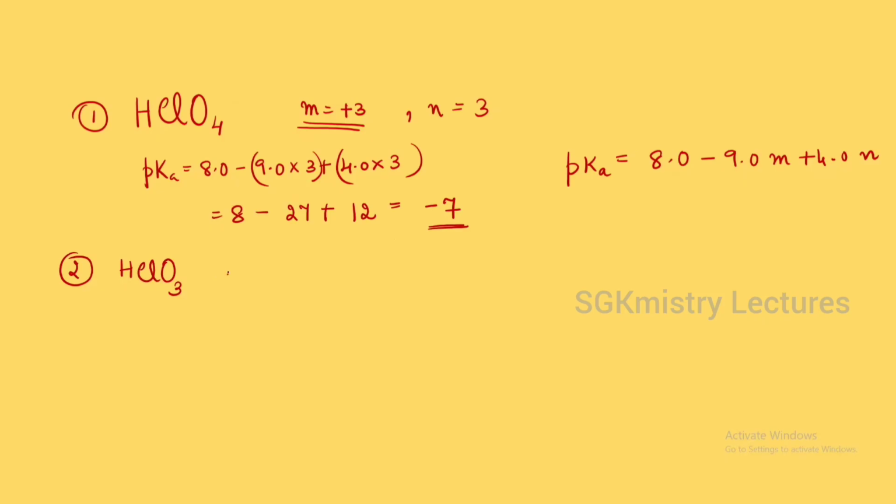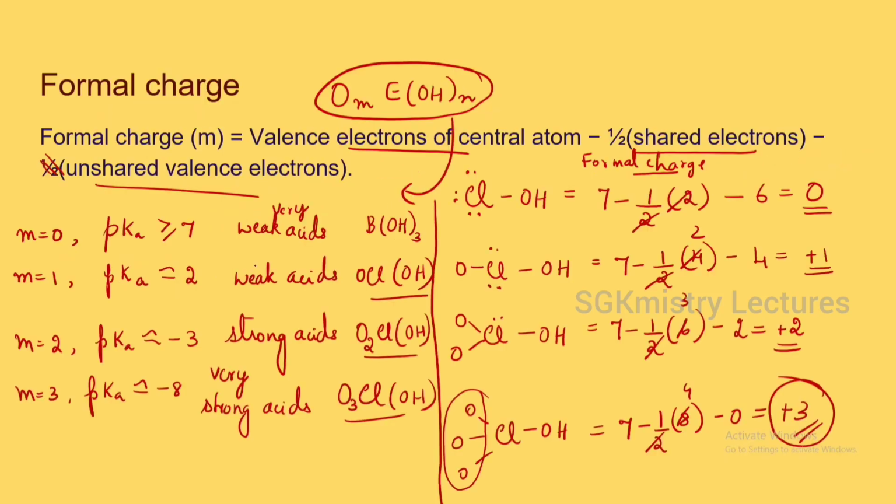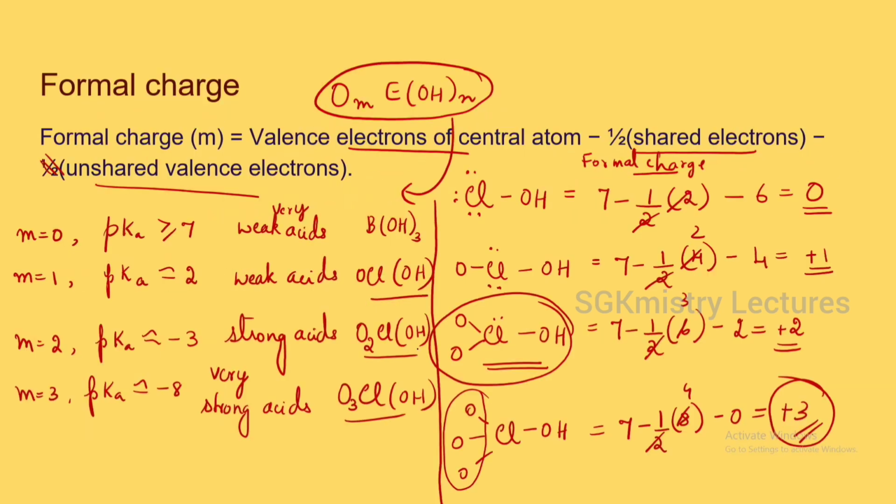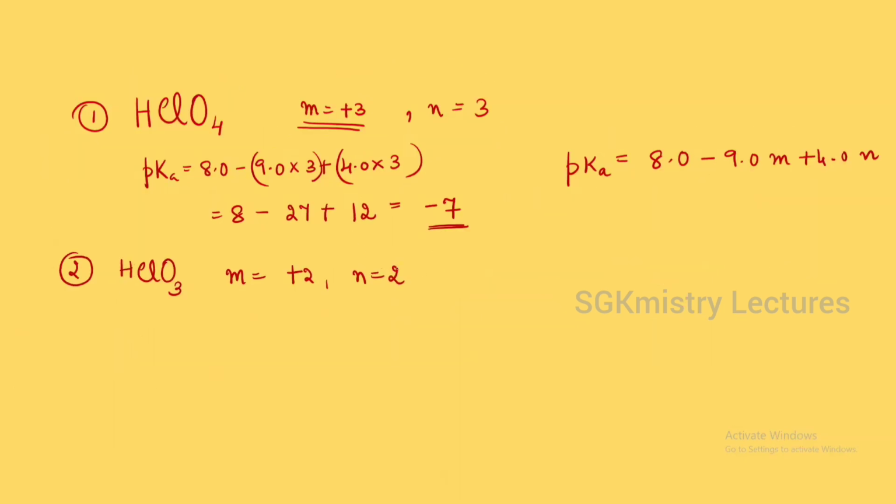So M for HClO3, that is the formal charge. So HClO3, this is the one, right? So formal charge is +2. So let us calculate. Next, N is equal to that, which is nothing but the number of non-hydroxyl oxygen. So we have 2 here. So N is equal to 2, right?